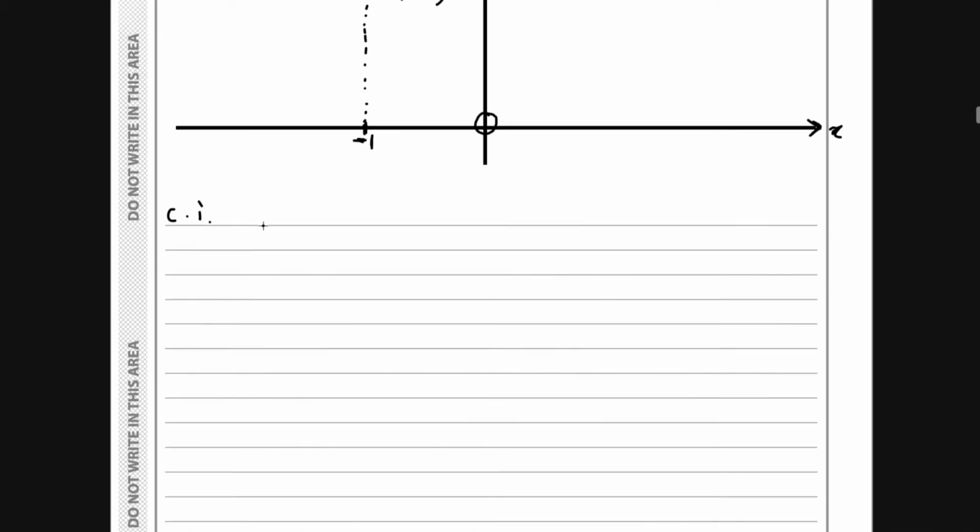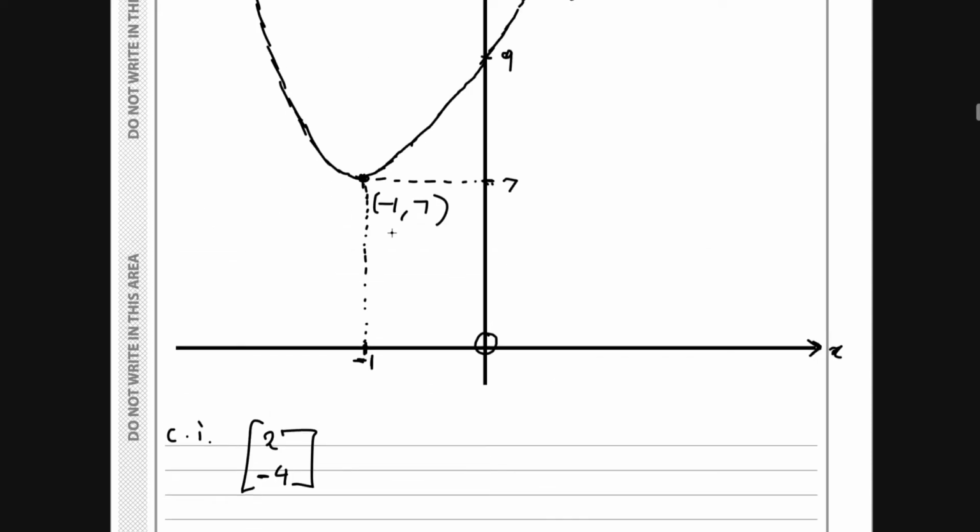And to describe these translations, what we use are vectors. Since it's going 2 along, we're going to have positive 2 on the x part of the vector. And since it's going 4 down, we're going to have negative 4 on the y part of the vector. And that fully describes the single transformation that takes place between f of x and g of x.